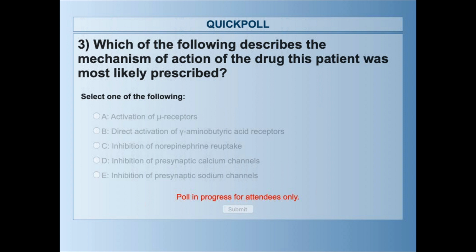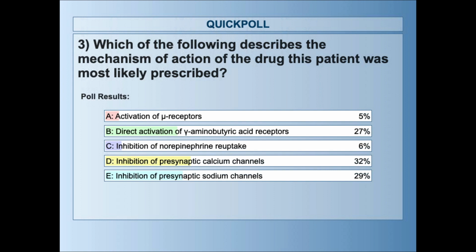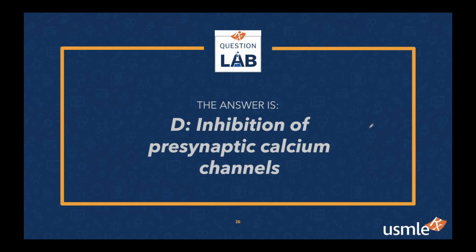I see the responses coming in. Let's go ahead and take a look and see what you selected. It was close. 32% of you selected inhibition of presynaptic calcium channels, and 29% of you selected inhibition of presynaptic sodium channels, and 27% of you selected direct activation of gamma aminobutyric acid receptor. So let's take a look and see what the correct answer is. And the correct answer is D. And 32% of you got it right. So another challenging question. Let me hand it off to Boris.